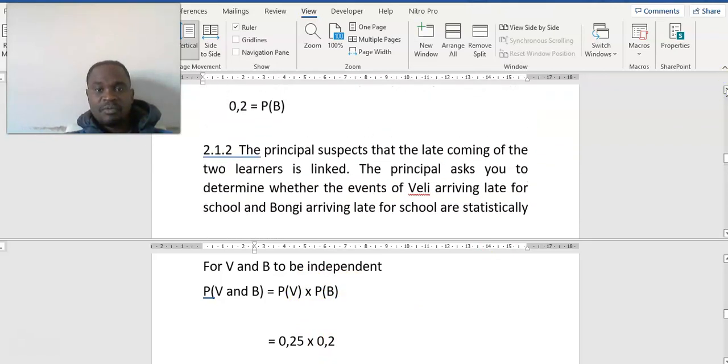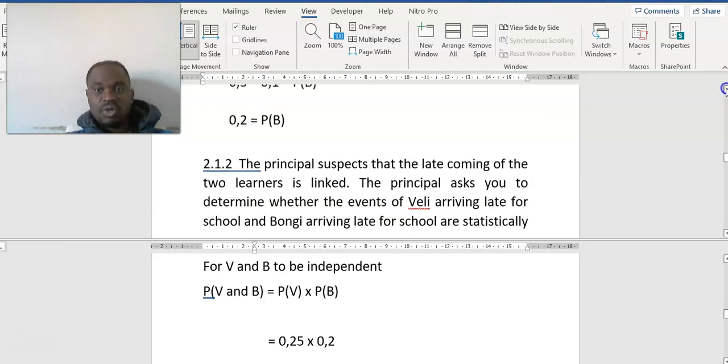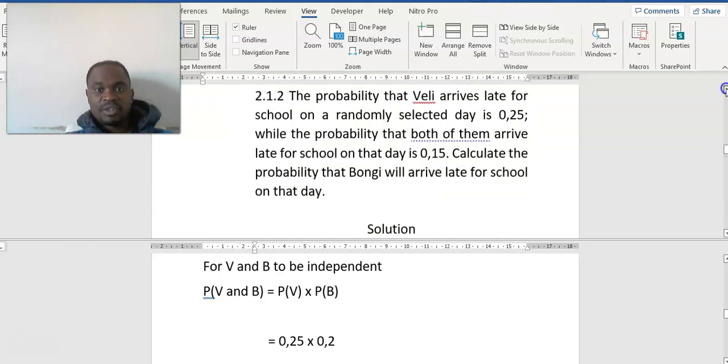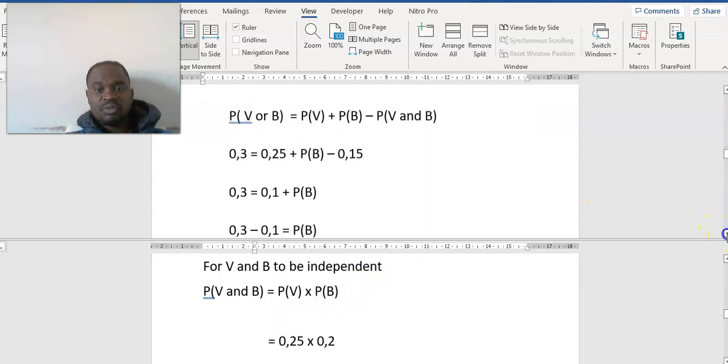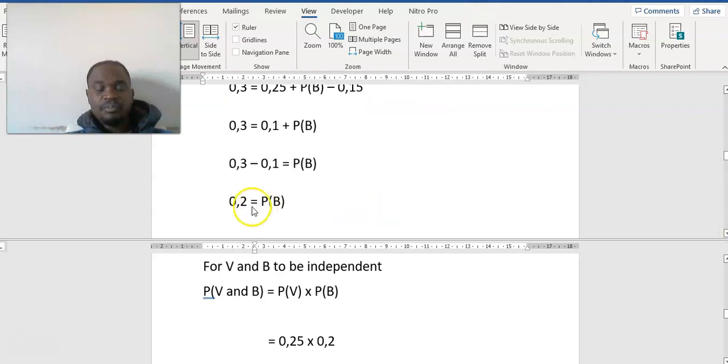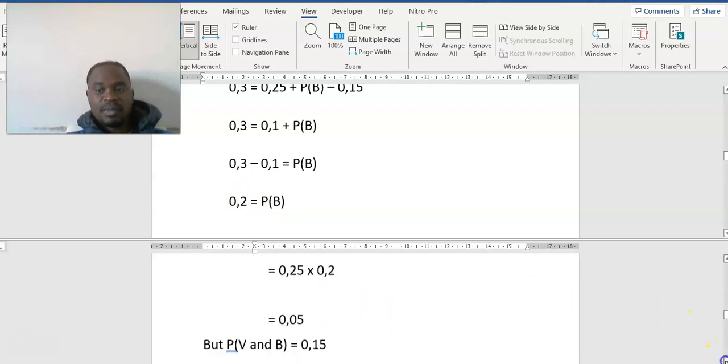The probability of Verley coming to school late was given in the previous question as 0.25. The probability that Verley arrives late for school on a randomly selected day is 0.25. And the probability that Bongani will arrive late for school, we also calculated to be 0.2. So if I multiply these two, what am I going to get? I'm going to get 0.05.